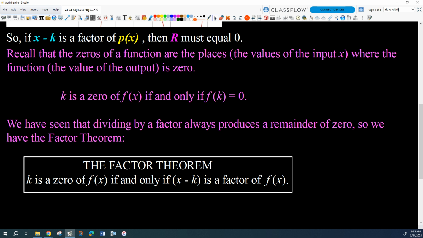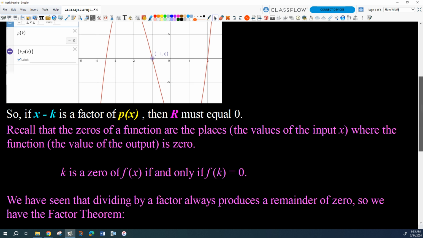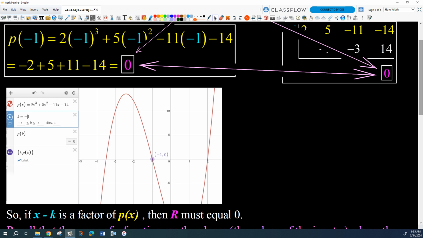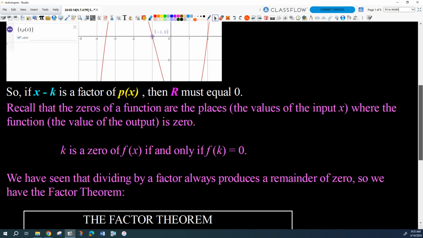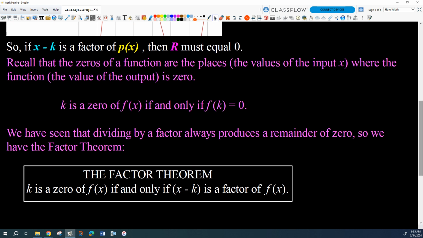The other thing is the factor theorem. We talked about the idea that if you get zero remainder, then that means that the denominator is a factor of the numerator. Okay, that's the factor theorem. So if x minus k is a factor of p of x, then we know that the remainder is zero. Those go together. Recall that the zeros of a function are the values of the input x, the places where the function, the output, is zero. Where the function has a value of zero.